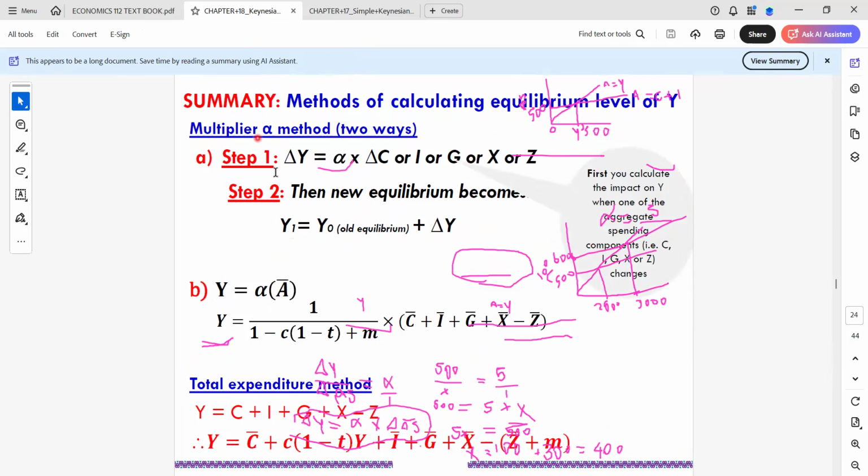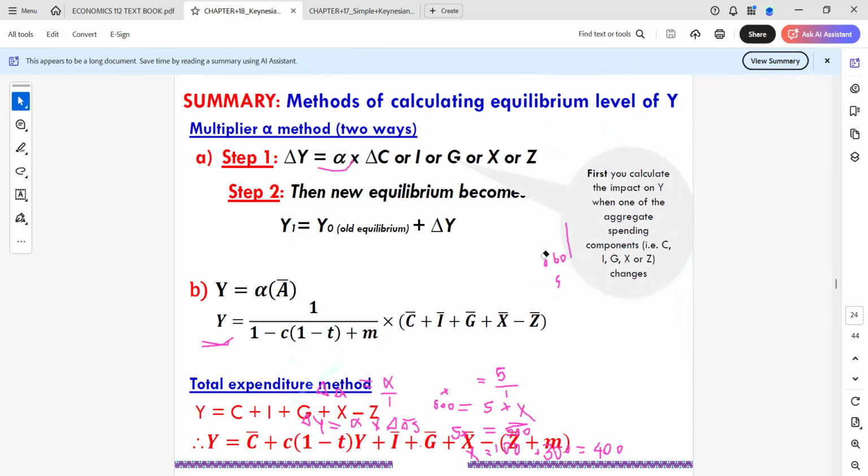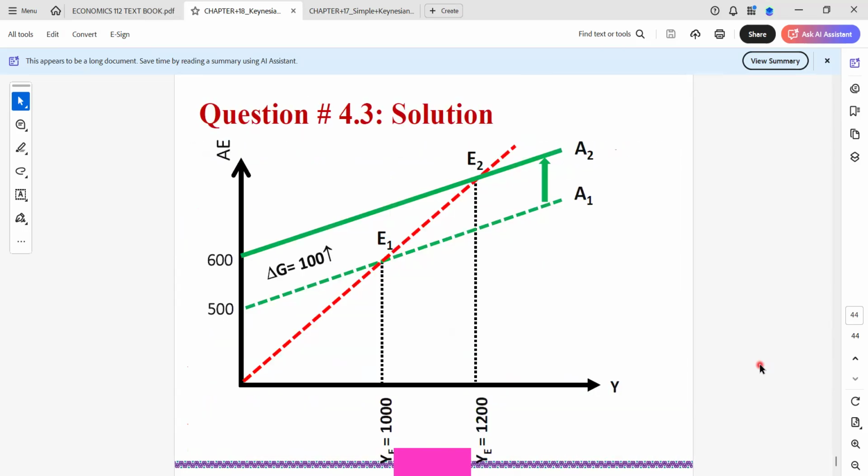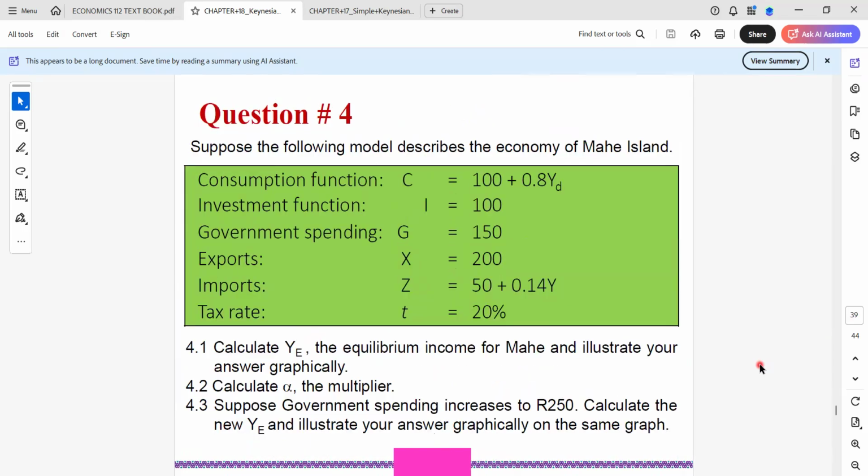Okay, let's do an activity based on this so you can see how to apply this formula. We were looking at the two-sector model because that question is in chapter 17, but now we're going to look at the four-sector model. Let's just do all the questions.